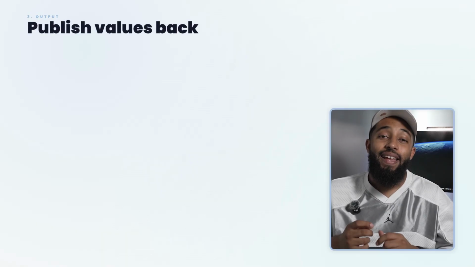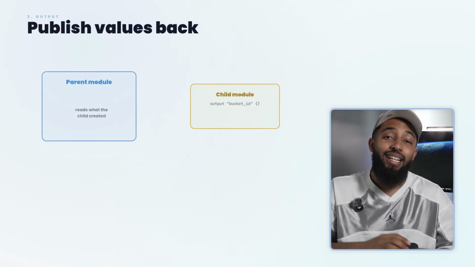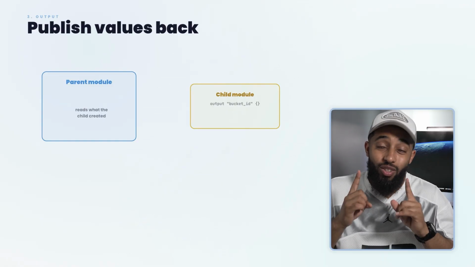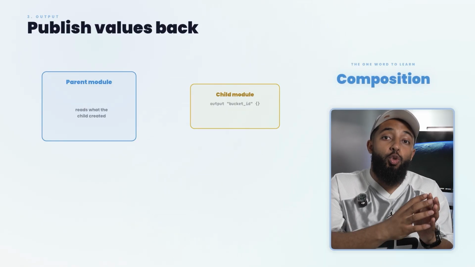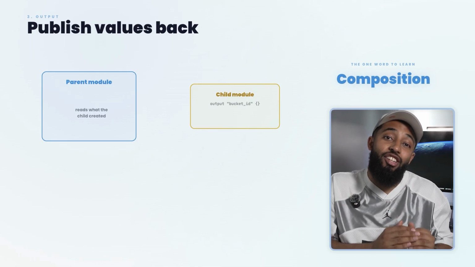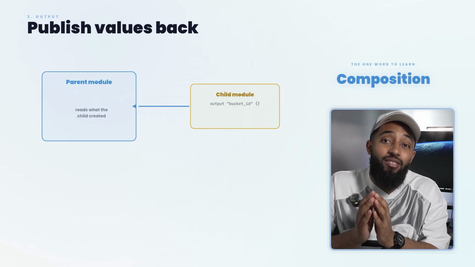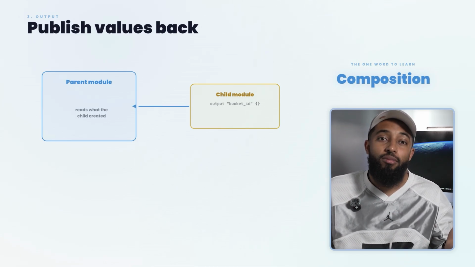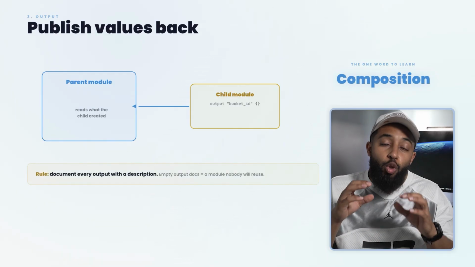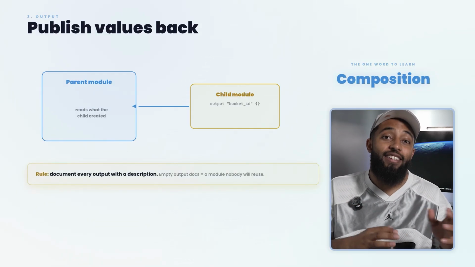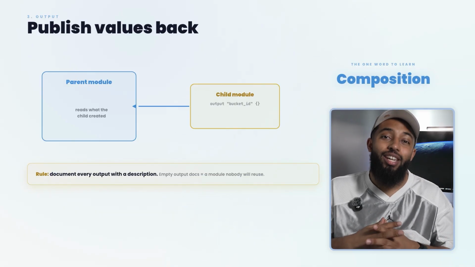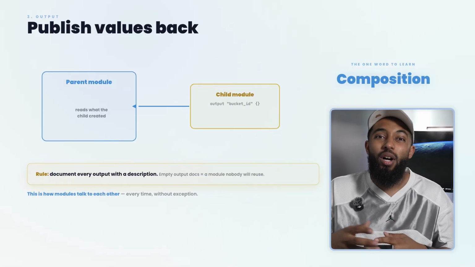Now outputs, they let a module publish values back to the caller. The whole point of modules, this one word I want you to learn: composition. Output is how you let the parent module read what the child has created. If your module's output file is empty, your module isn't reusable. Remember this one rule: document every output with a description, because when you start using it in the future, you will thank yourself. When you're trying to remember what is bucket_id, then you have the module.